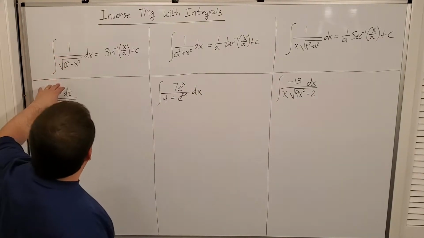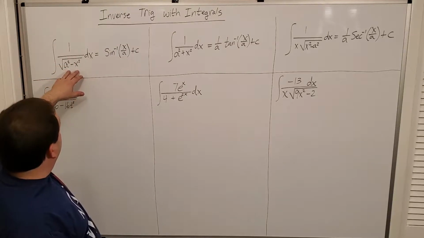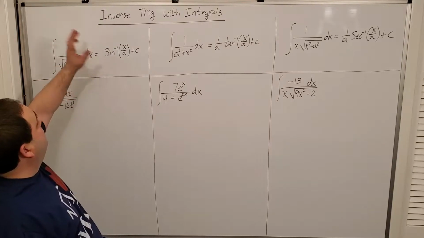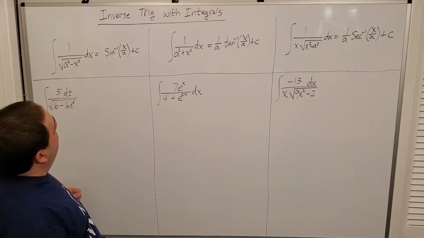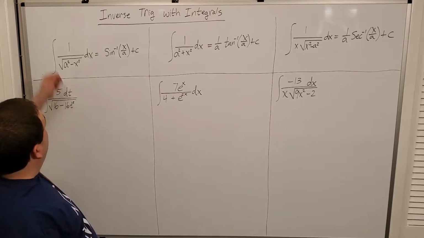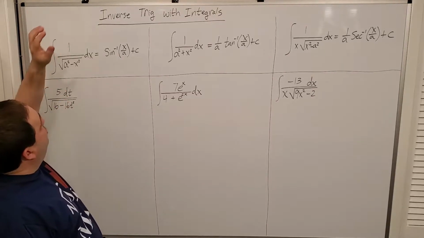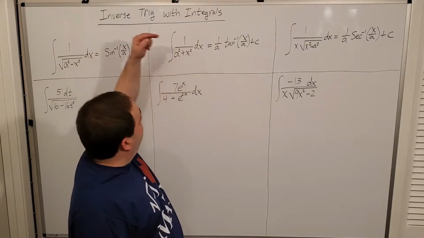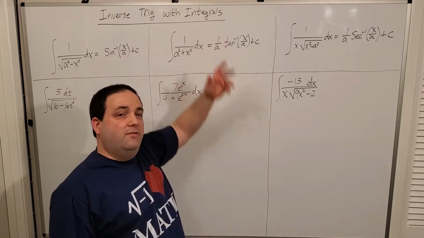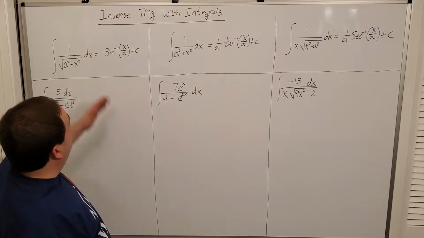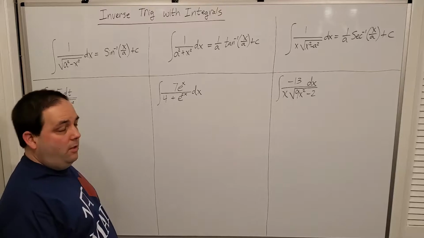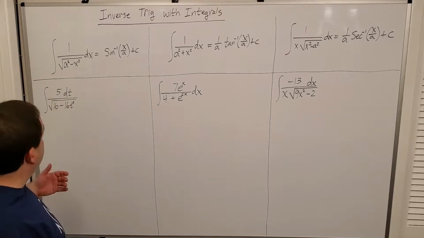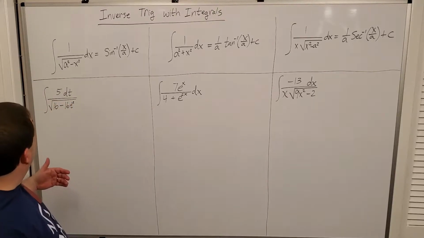So integral 1 over square root of a squared minus x squared dx is inverse sine of x over a. And of course, if you feel like throwing a negative in there, you can also do inverse cosine instead. Same thing with all of these, right? If you throw the negative in, you can do the inverse of the reciprocal. Typically, we just stick with these main three, though. So let's get some examples going on here.